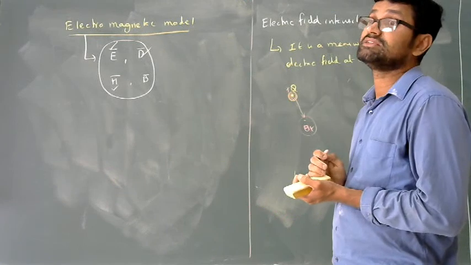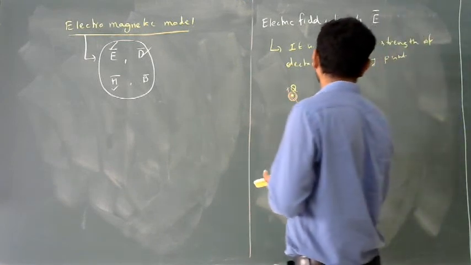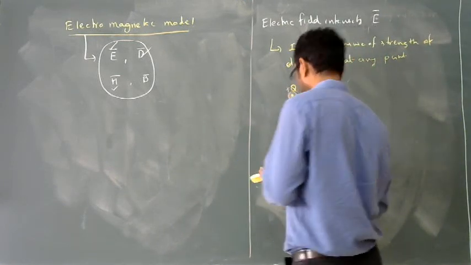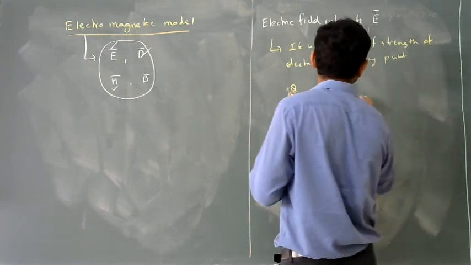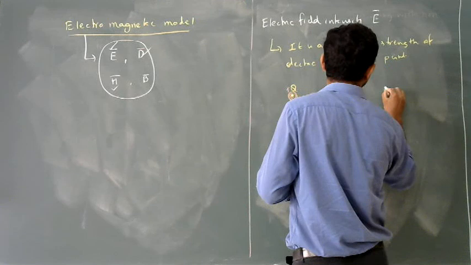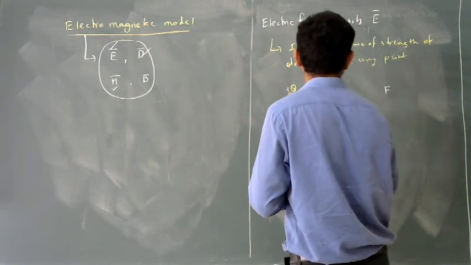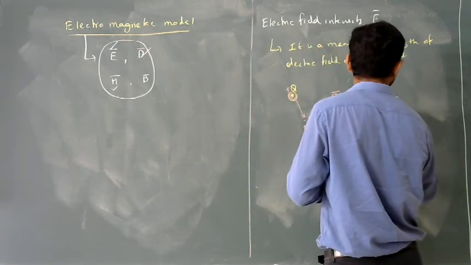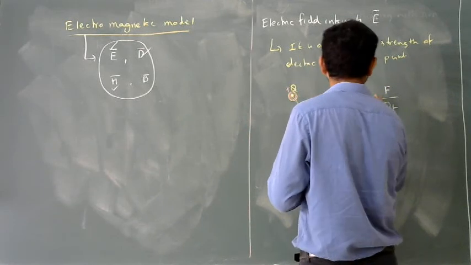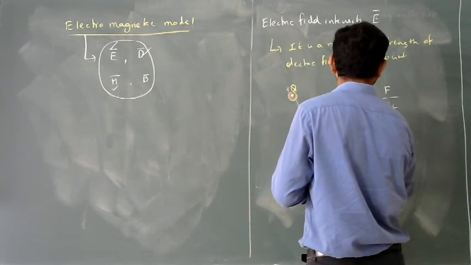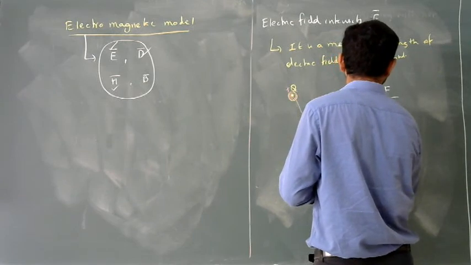That effect, that strength, is denoted by the letter E bar. E bar is nothing but electric field intensity. So electric field intensity is equal to what here? Electric field intensity is equal to the force exerted by the test charge. Because only this charge we are going to consider, that's why we take the limit QT tends to 0.